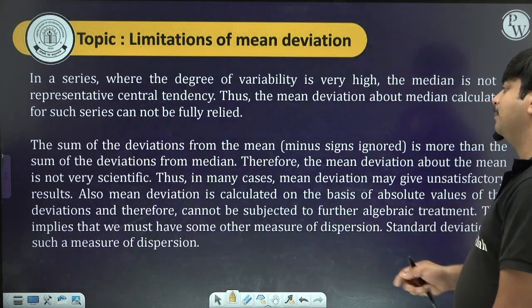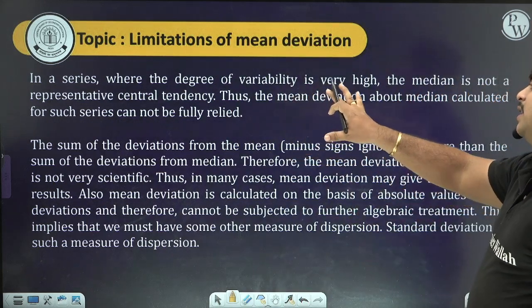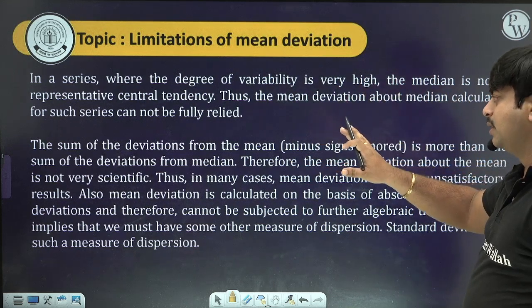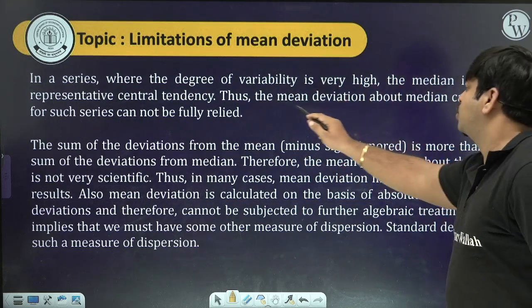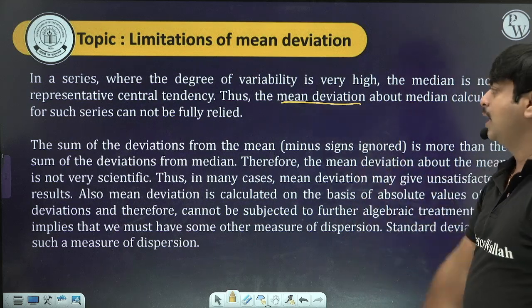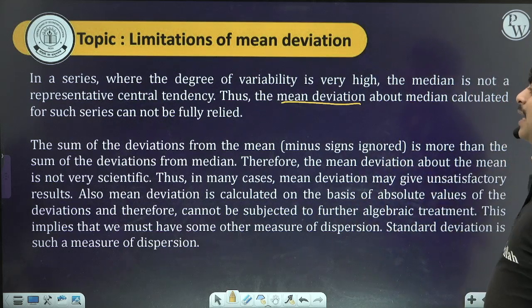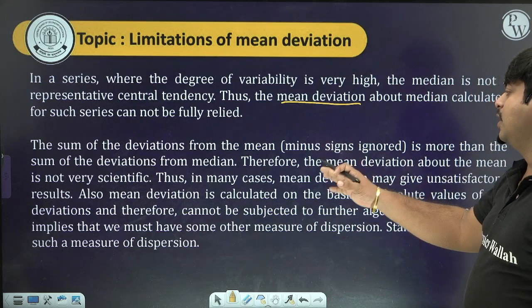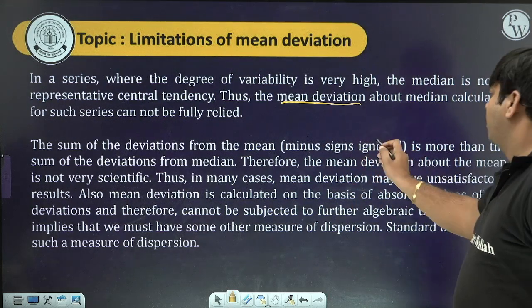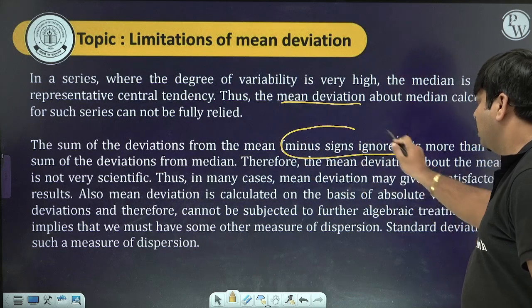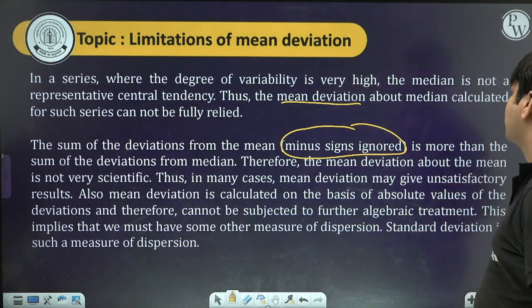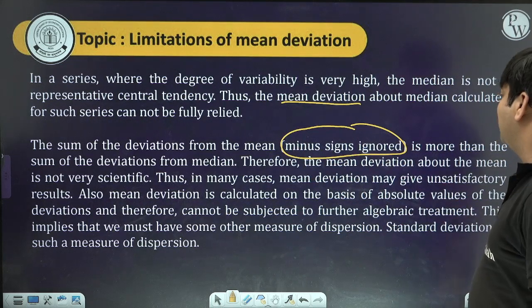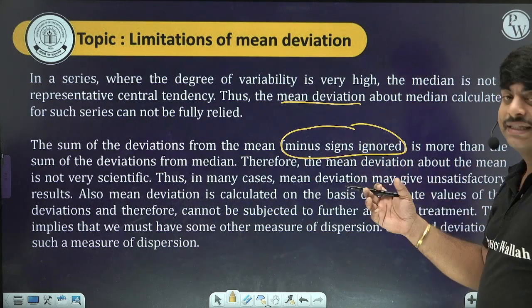You can see that, people. In a series where the degree of variability is very high, the median is not a representative central tendency. Here we are talking about mean deviation, okay? Mean deviation about median calculated for such a series cannot be fully relied upon. The sum of the deviations from the mean, where we have taken absolute values, is more than the sum of deviations from the median. Therefore, the mean deviation about the mean is not very scientific.